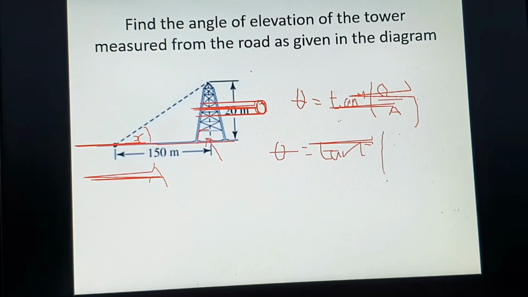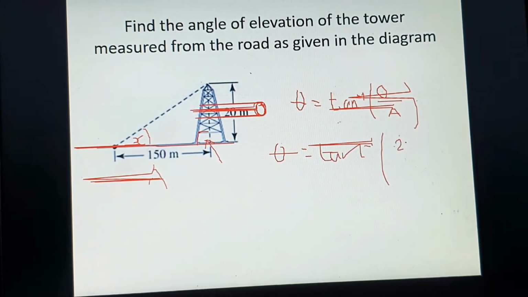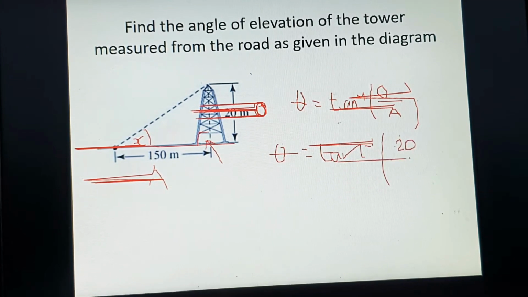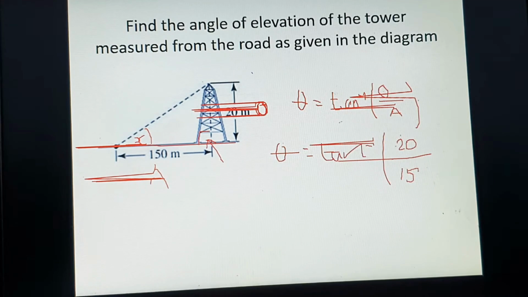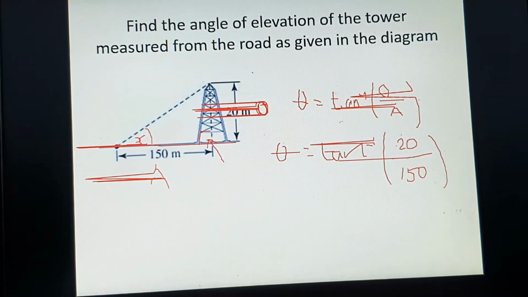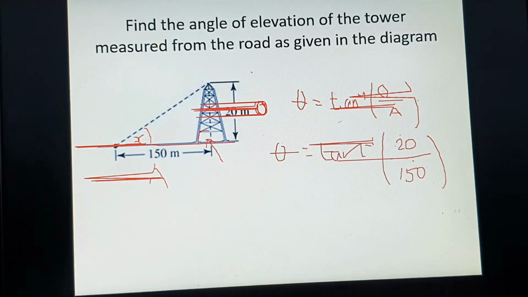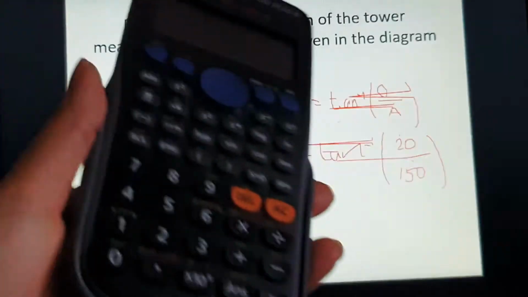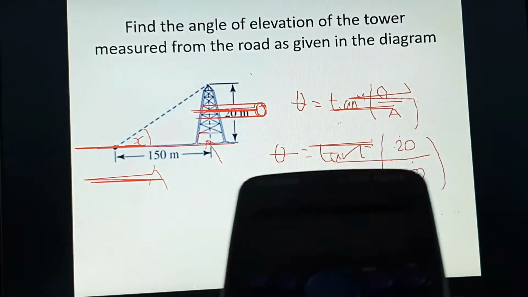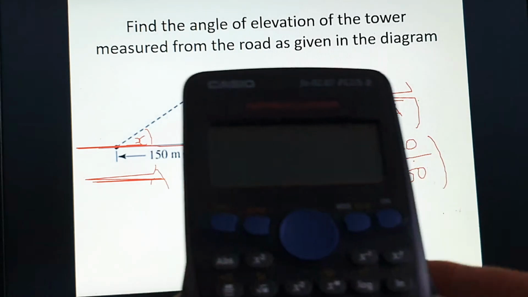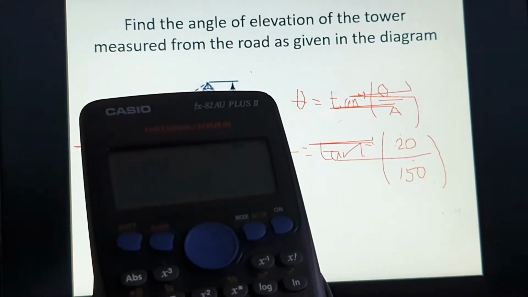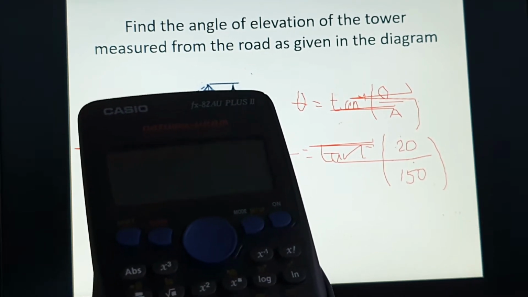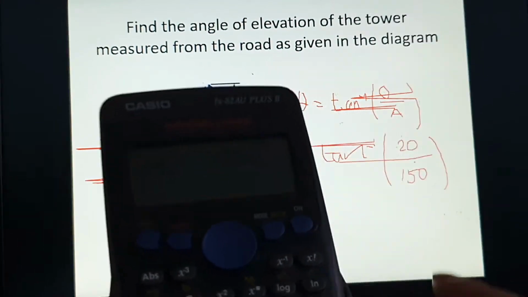And opposite in this case would be my 20. And my adjacent would be my 150. Now they're in the same unit, so I don't have to convert anything. And all I do is type that into the calculator. And you probably see it better if I just type it in the calculator in front of you here. So I'm doing inverse tan, 20 over 150.